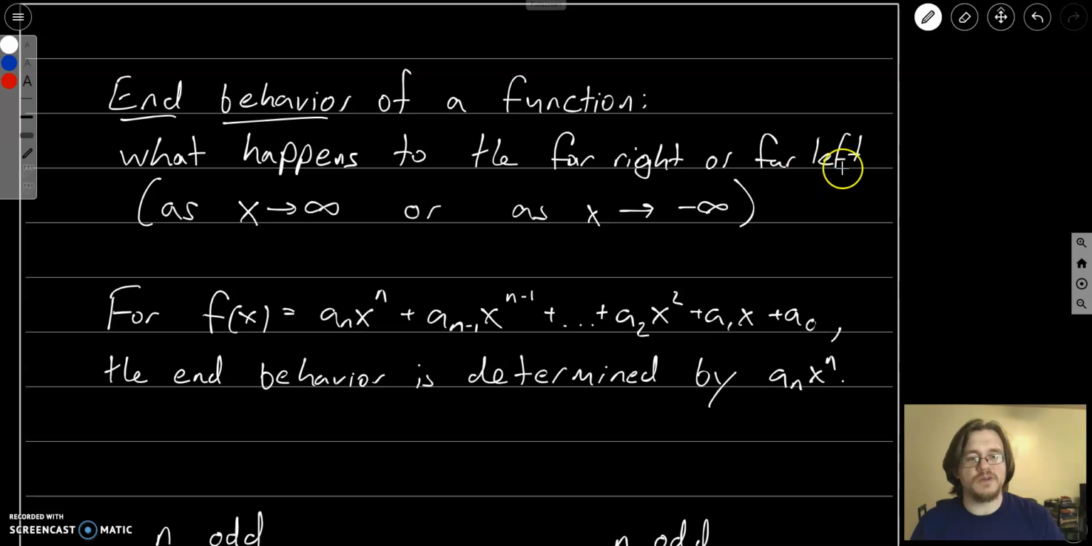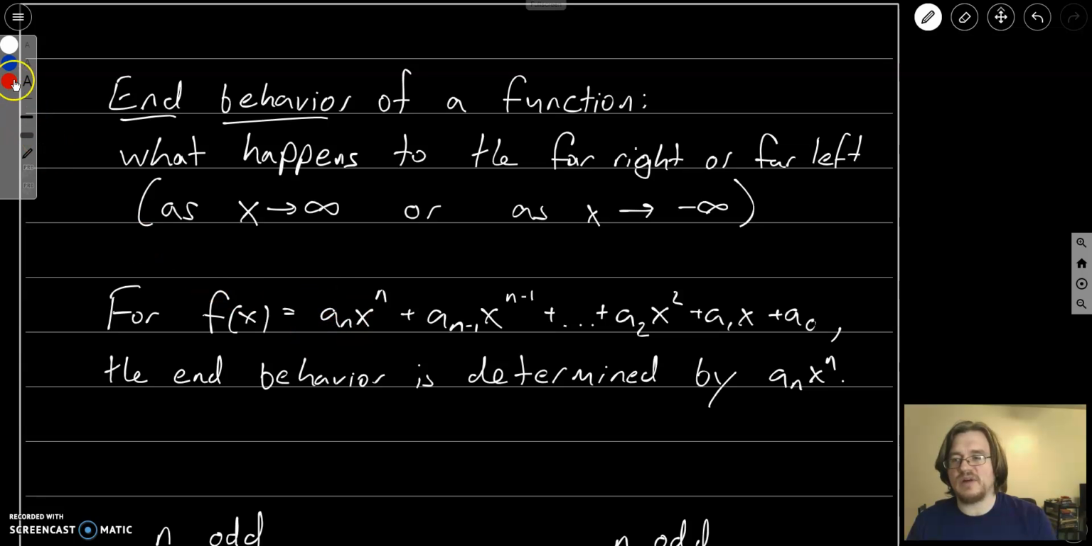Also, if we go very far to the left, as x gets more and more negative, going past -10, going past -100, going past -1 billion, what happens as x is going further and further to the left? Is it going up? Is it going down? Is it staying constant? Is it wiggling back and forth? So this is just the end behavior of the function. What happens to the far right or far left?